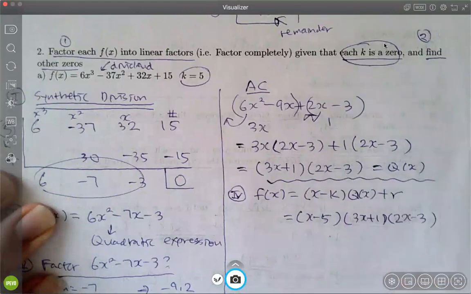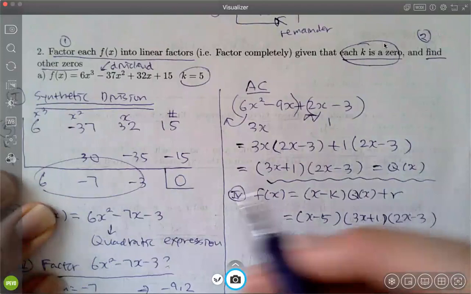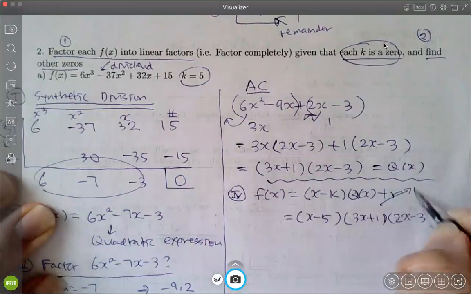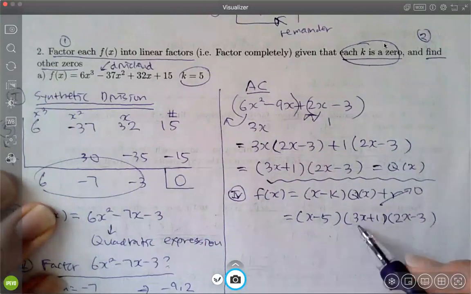Okay, and now what's the remainder? The remainder was 0, right? So that is gone. So we have x minus 5 times 3x plus 1 times 2x minus 3.